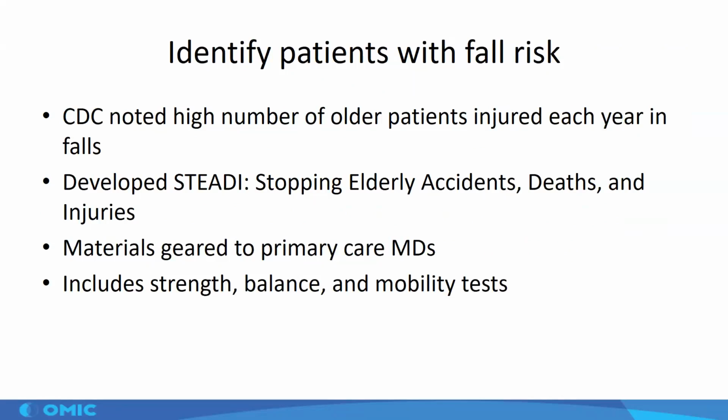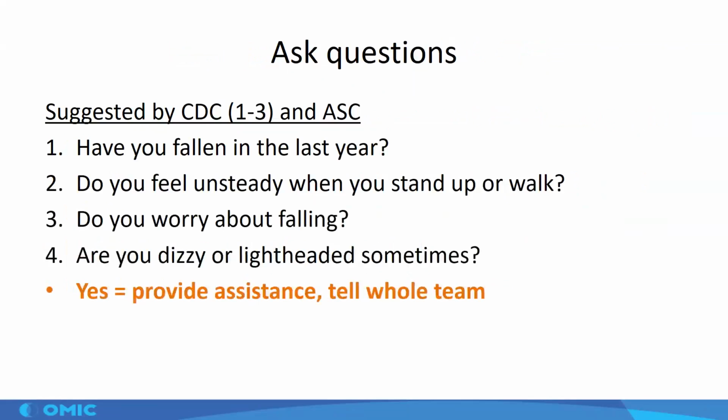The materials that they've prepared are geared to primary care physicians who can assess the patient's strength, balance, and conduct mobility tests. The CDC recommends that you ask a few questions to determine if the patient is at risk. The CDC questions are the first three, and a surgery center involved in one of the lawsuits added the fourth. So here's the quickest way to identify someone who's at risk of a fall.